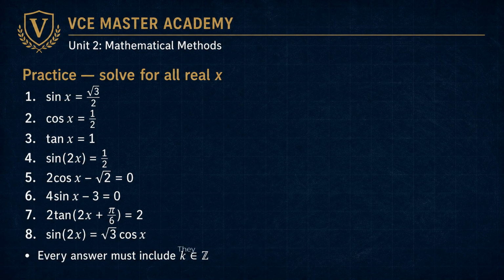8 questions. They climb the same ladder we climbed. 1, 2, and 3 are the plain families. 4 is a transformed sine. 5 needs a tidy up first. 6 is not on the exact values table. Name your angle. 7 is 8R tangent. 8 is the identity question. Factorize, never divide, and every answer must end with k belongs to the integers, or it is not finished.